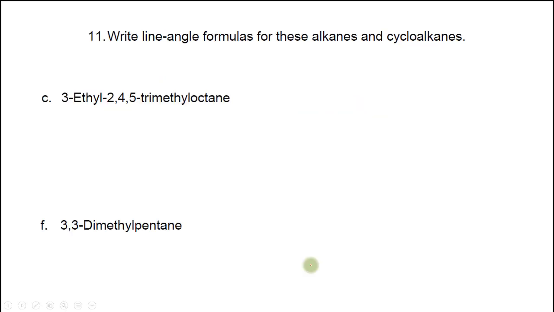This one we're drawing, so you can start with the parent name. Octane is 1, 2, 3, 4, 5, 6, 7, 8. And I have an ethyl group at 3. And 2, 4, and 5 I have methyl groups, so this is 2, 4 I have 1, and 5 I have 1. So that's what that one will look like.